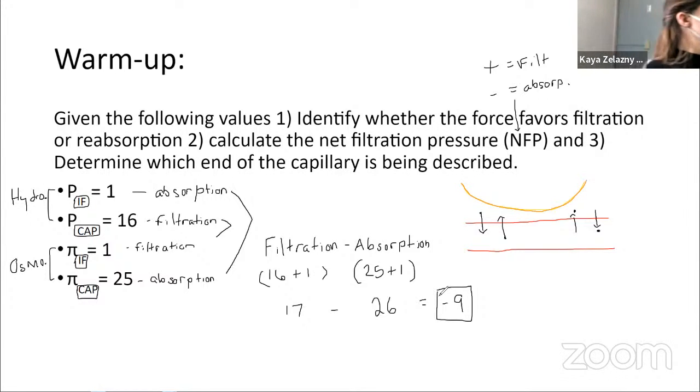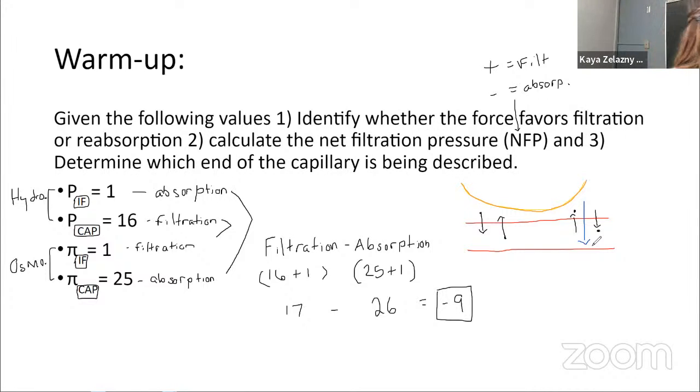So what does that mean for the fluid? What's happening here? Yeah. Overall, we have absorption happening. So those absorption forces are winning. So our net filtration pressure here is telling us we have fluid moving back into the capillary.